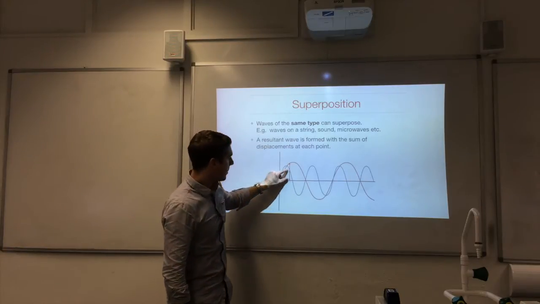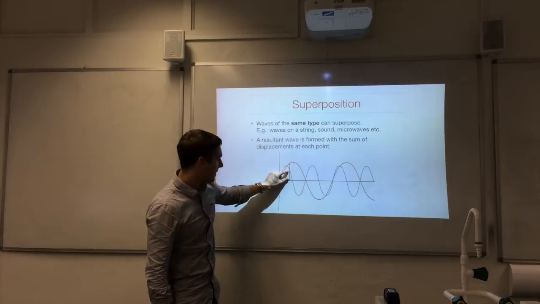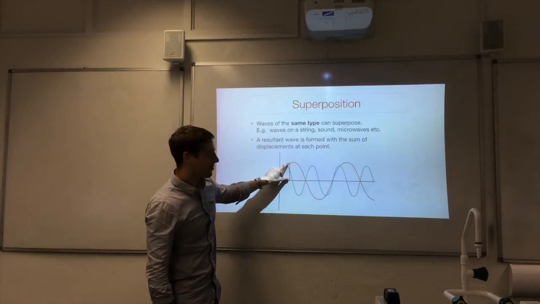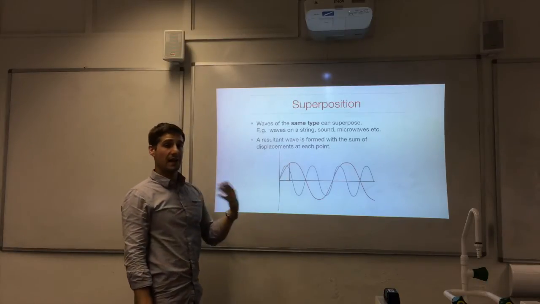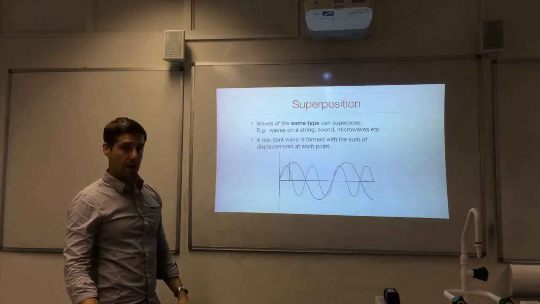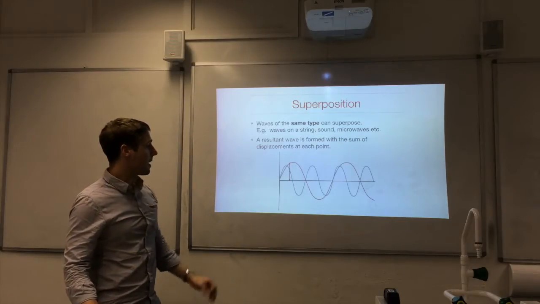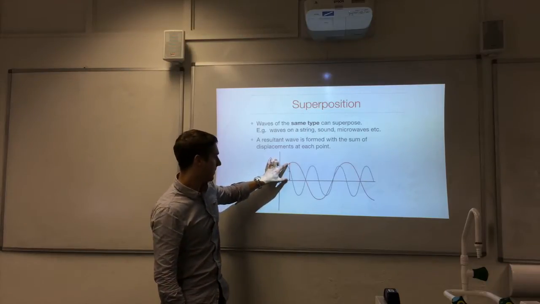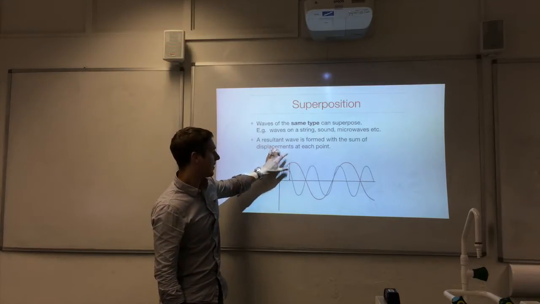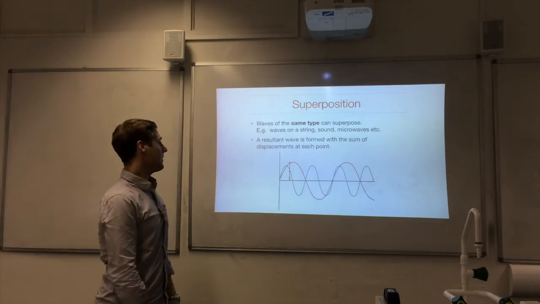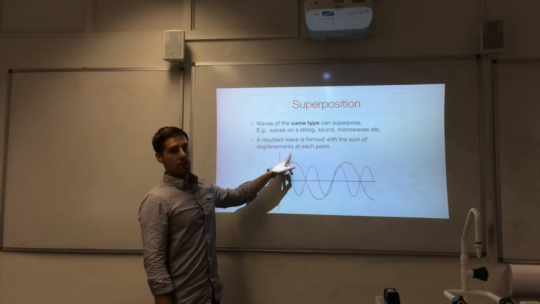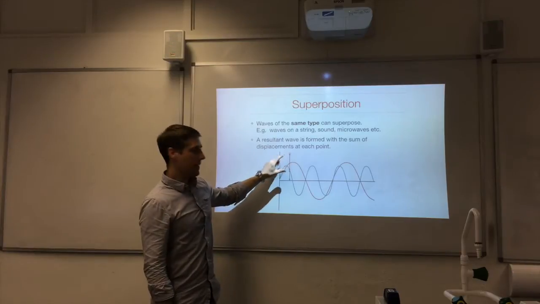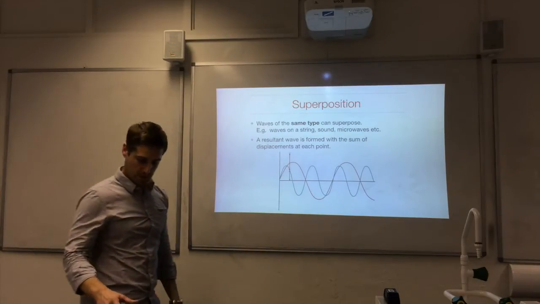So here's, at this point, the resultant displacement. Now, the green wave has a displacement of up to here, and the red wave has a displacement up to here. They're both positive, so they're going to add up to give me a resultant positive displacement. So what we're going to do is move this red line up so it's in line with the green one, and plot that as a point. Okay, so the resultant displacement is here because it's that plus that.